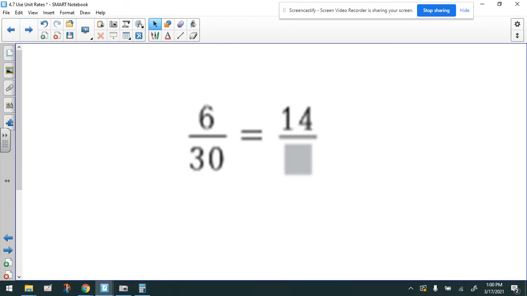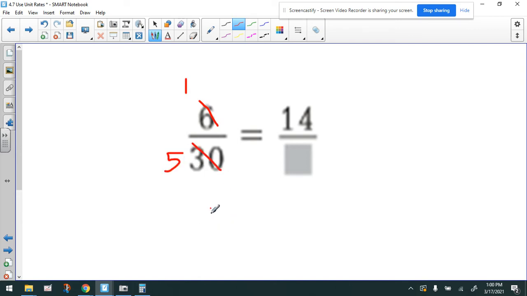Let's look at a simple example like this one. So if we have to solve for the box, first, these numbers are not compatible. Next, explore whether you can simplify this. So both of these numbers are divisible by 6. If we divide this by 6, we get 1. If we divide this by 6, we get 5.